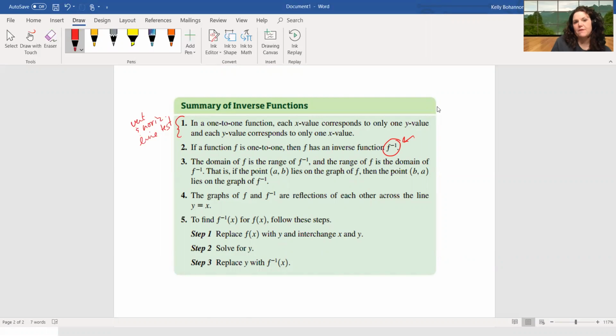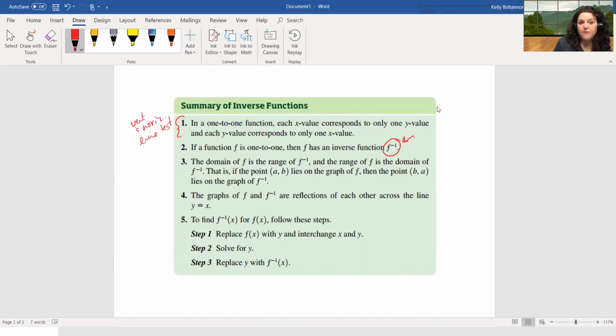The domain of f is the range of f to the negative 1, and the range of f is the domain of f to the negative 1. So that means, remember what I just said a minute ago, they're swapped, domain and range. So when you flip x and y, domain and range flip. The graphs of f and f to the negative 1 are reflections of each other across the y equals x line.